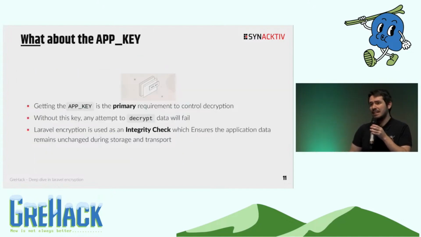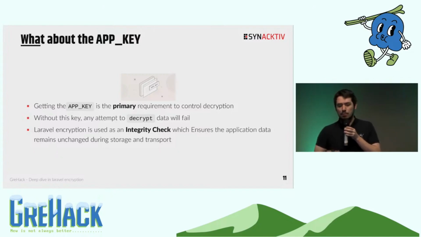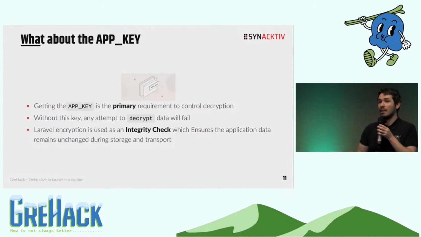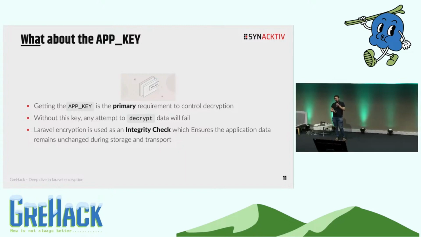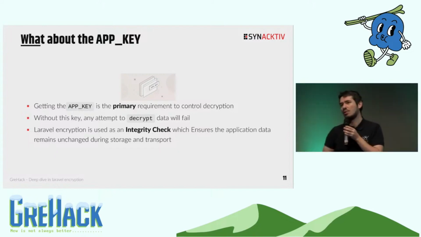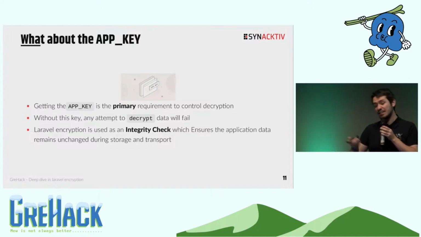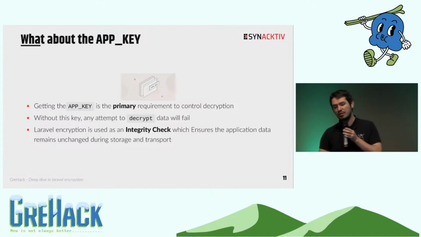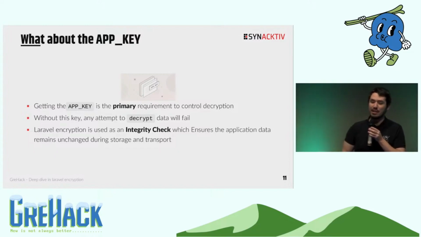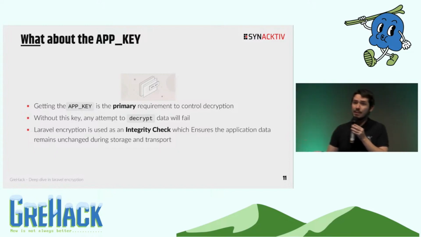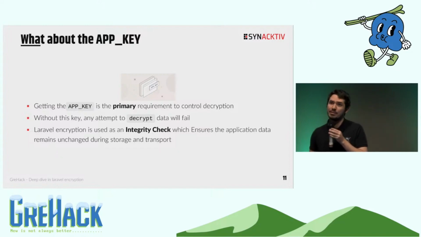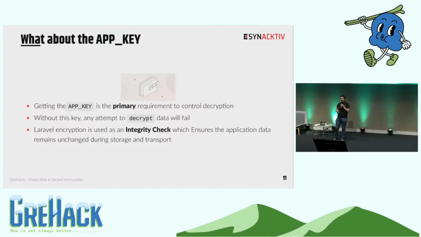So what is the app key anyway? The app key is the primary requirement to control decryption, as we saw. Without this key, we cannot attempt to exploit decrypt because there is a MAC validation, so we cannot really do some fancy things with the crypto itself. Laravel encryption is often used as an integrity check, which ensures the application data remains unchanged during storage and transport. So what that means is that Laravel tends a lot to give users some encrypted data. And so, as we will see, that's an issue.